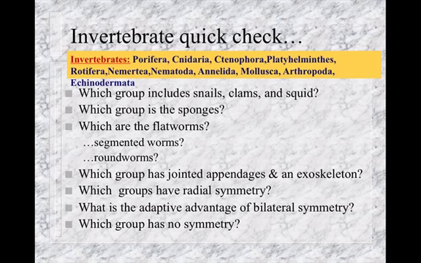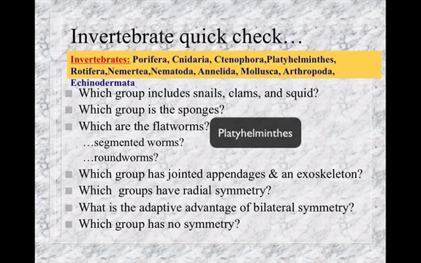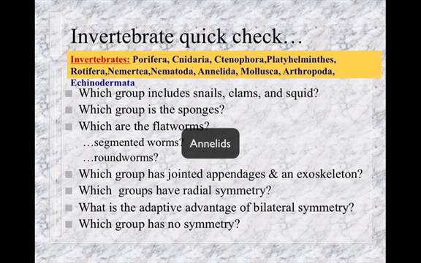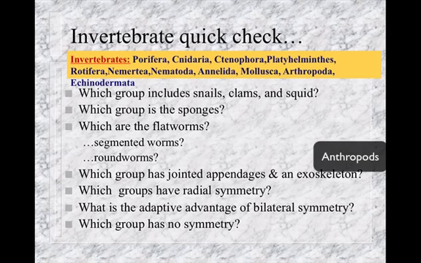So let's go over. Which group includes the snails, clams, and squid? That would be the phylum mollusca, right? Which group are the sponges? That would be the porifera. Which are the flatworms? The flatworms are the platyhelminths. The segmented worms are your annelids. The roundworms are your nematodes. Which group has jointed appendages and exoskeleton? That would be your arthropods.